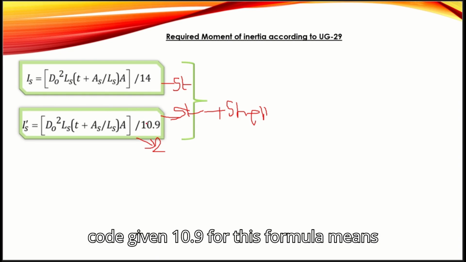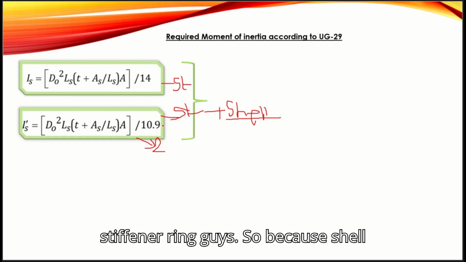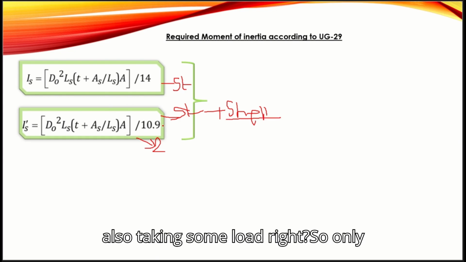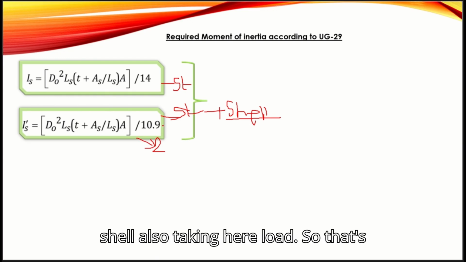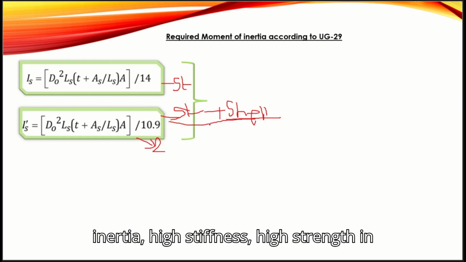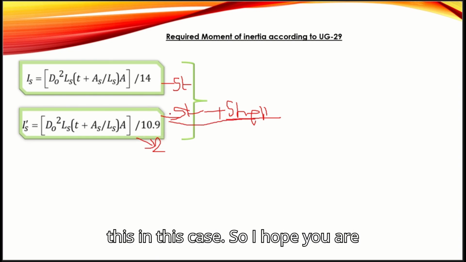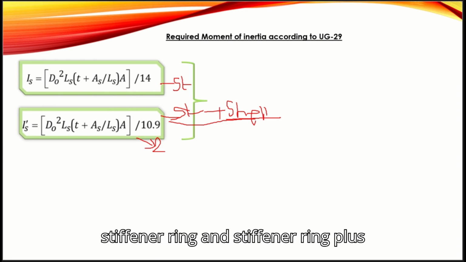The code gives 10.9 for this formula because here you are considering the shell also as part of the stiffener ring, guys. The shell is also taking some load, right? Only the stiffener ring is not taking all the load. The shell is also taking load here. So that's why you are getting high moment of inertia, high stiffness, high strength in this case. I hope you are understanding. That's why the code gives different formulas for the stiffener ring and the stiffener ring plus shell combination.